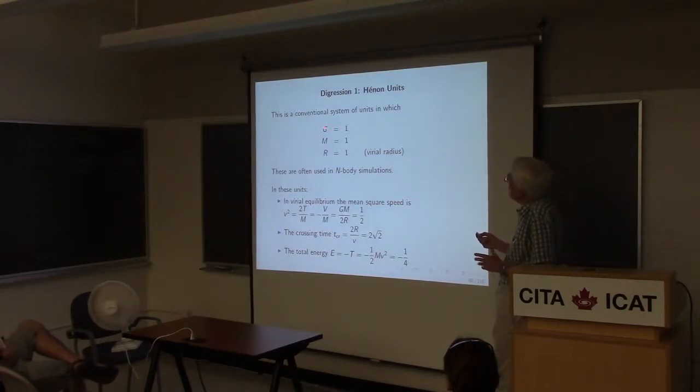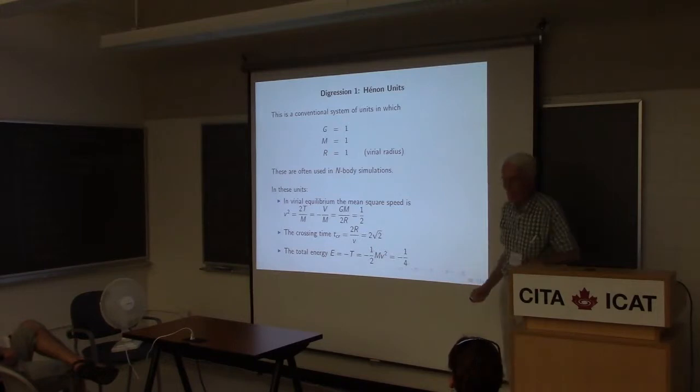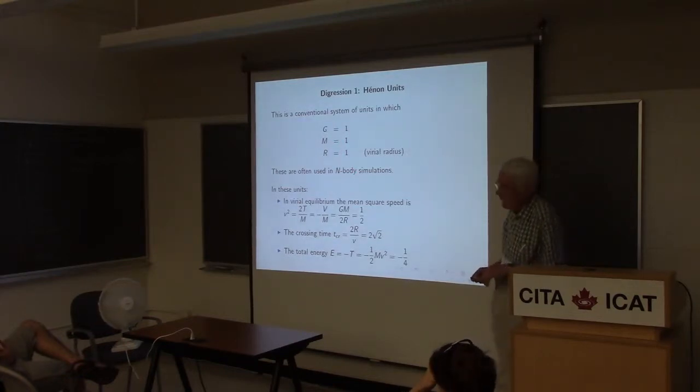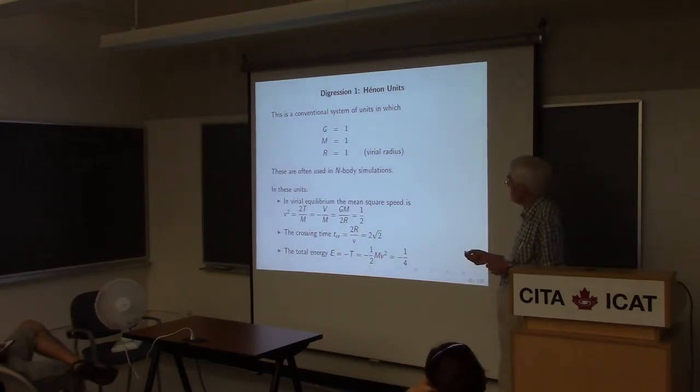So the idea of these units is that you choose units in which the gravitational constant is one, the total mass of your star cluster is one, and then the virial radius is one. Actually, this is a slight modification of what Hénon recommended, but it's typically what's done. So these units are usually used in N-body simulations, and it's a fairly trivial matter to figure out how to scale from these units in the N-body calculation to what I might call astrophysical units.